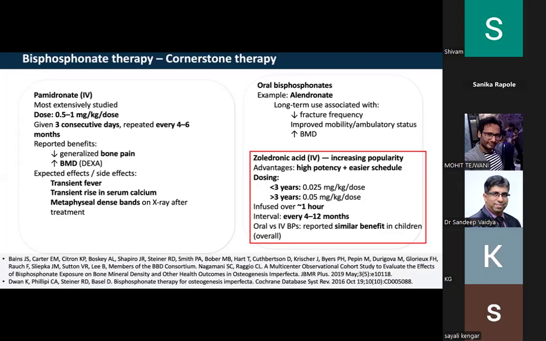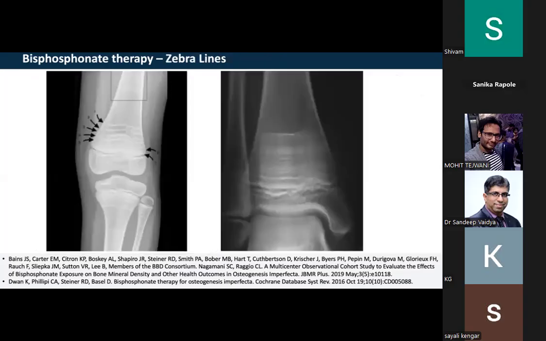There are some studies which have looked at the efficacy of oral versus IV, and they have reported similar outcomes. So it is like an institution-based policy. Whatever is followed can be done, but literature suggests that there is not a lot of difference. These papers which I have put have concluded these outcomes. These metaphyseal dense bands, called zebra lines or Salter lines, are seen as a normal radiographic effect of cyclical therapy with bisphosphonates, and they are parallel to the growth plate.